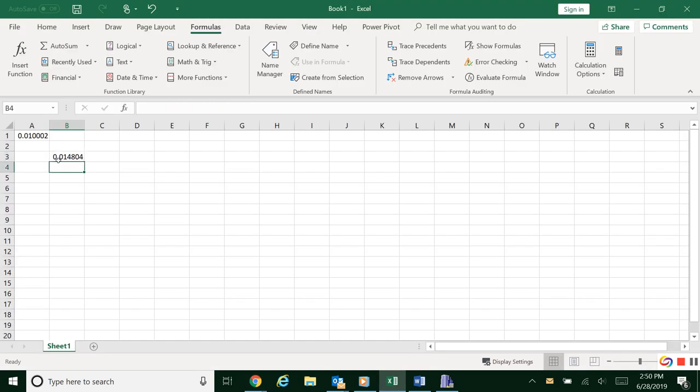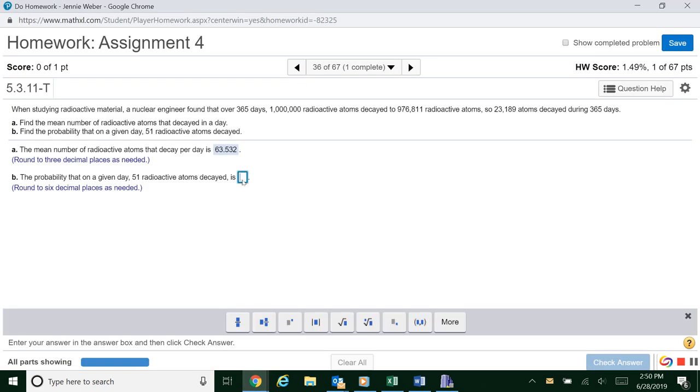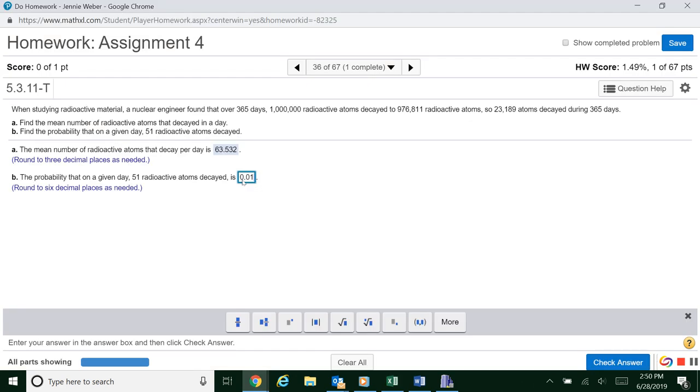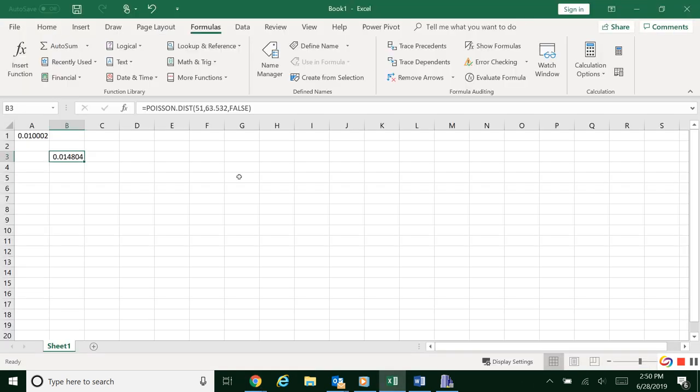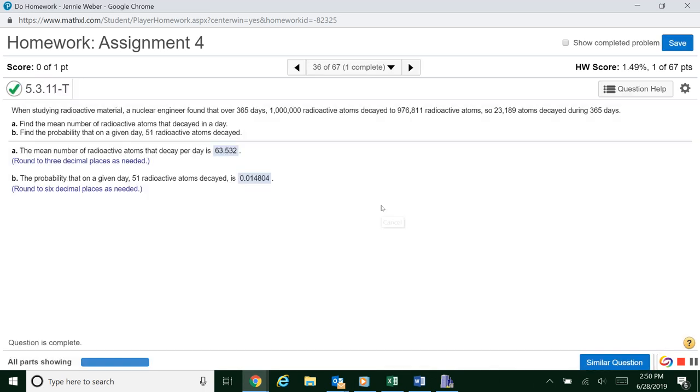That's going to give us the exact day, just 51, not up to 51. And so my answer right here, as you can see, is about 1.5%. And it's usually pretty low anytime you're talking about a specific day. 148.04. I'm making sure I have enough decimal places. And we got it correct.